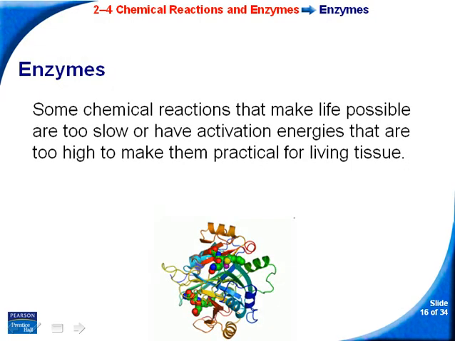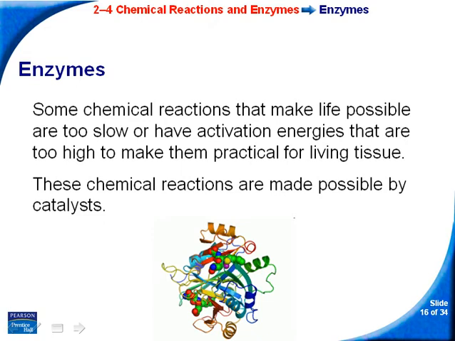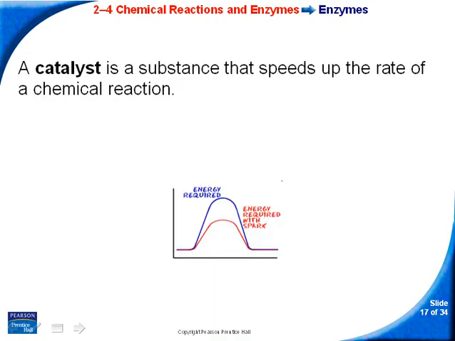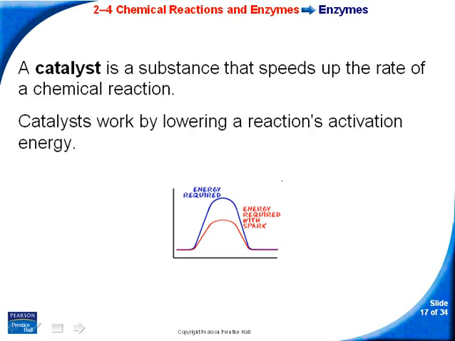Enzymes. In order for reactions to occur, to make life possible, often you need these reactions to occur quickly, and some reactions don't occur quickly without the help of an enzyme. Enzymes are a form of a catalyst. A catalyst is a substance that speeds up the rate of a chemical reaction. They work by lowering the reaction's activation energy.